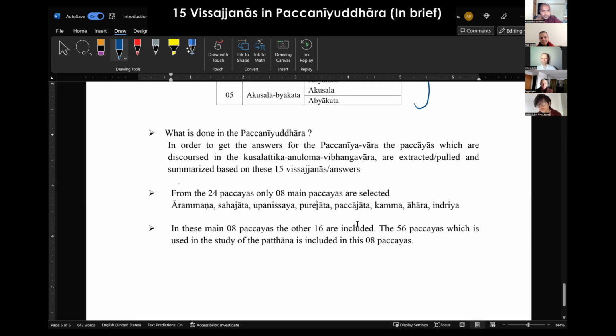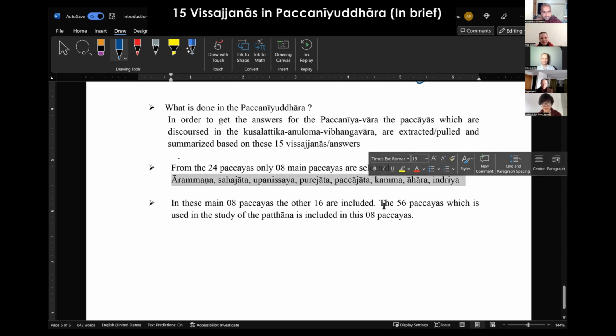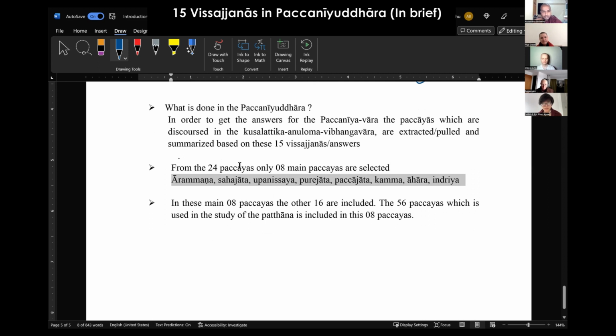If you have learned the Patthana from the Burmese tradition, the first thing they learn is these 8 Paccayas. Based on these 8 Paccayas, they will learn the whole thing. The source for the Burmese sayadaws to develop this method is the Paccanīyuddhāra and the commentary, right? By considering these 8 main Paccayas, the other 16 from the 24 are included in them. In the Myanmar tradition we see 56 Paccayas taught, so in other words these 56 Paccayas are included in this.